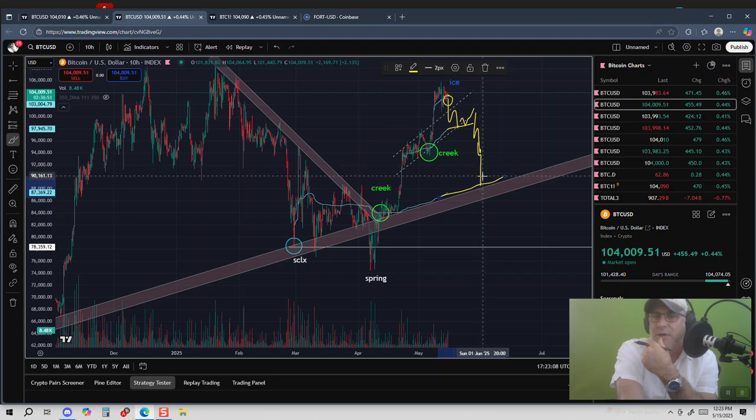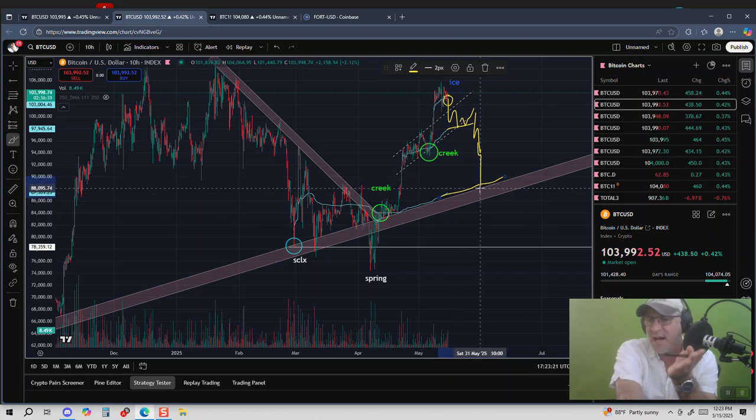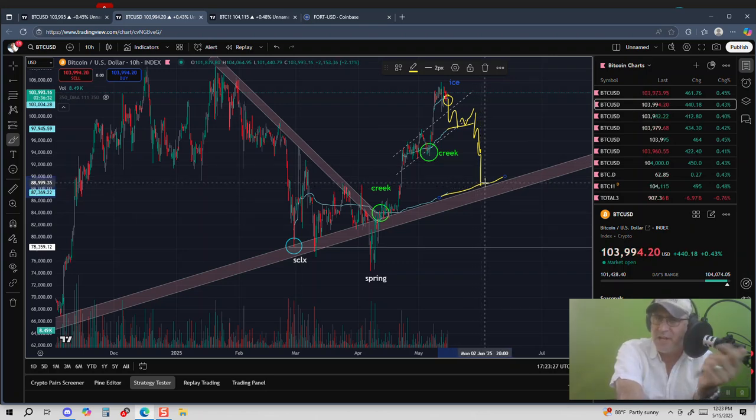But so if we come back down and retest this area here, if we fall through this first creek at 97, then I think we could be heading back down to retest the first creek at 89, 88, somewhere around there. Certainly, if we reach this area, we need to buy. Or, it's not financial advice, but I'll be buying for sure.